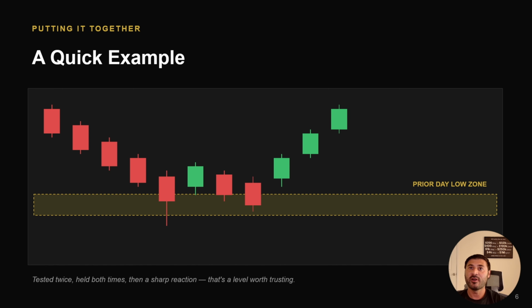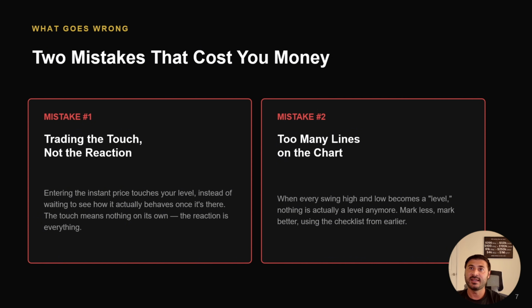So now let's move forward into two mistakes I see constantly. And honestly, I made both of these early on in my trading career. Mistake one is trading the touch and not the reaction. People enter the second price touches their level, right? No matter how it got there or what it does once it arrives. But the touch by itself means nothing, right? Like we covered, it's the reaction that tells you whether real size is actually defending that price. So you wait and watch before you do anything.